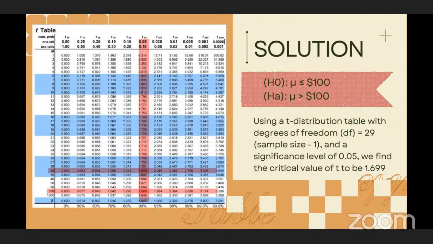And H0 is mu is no more than 100, and the alternative hypothesis H1 is mu is larger than $100. In the t table, at the significance level of 0.05, the part highlighted in red shows the critical value for the first example and this example.